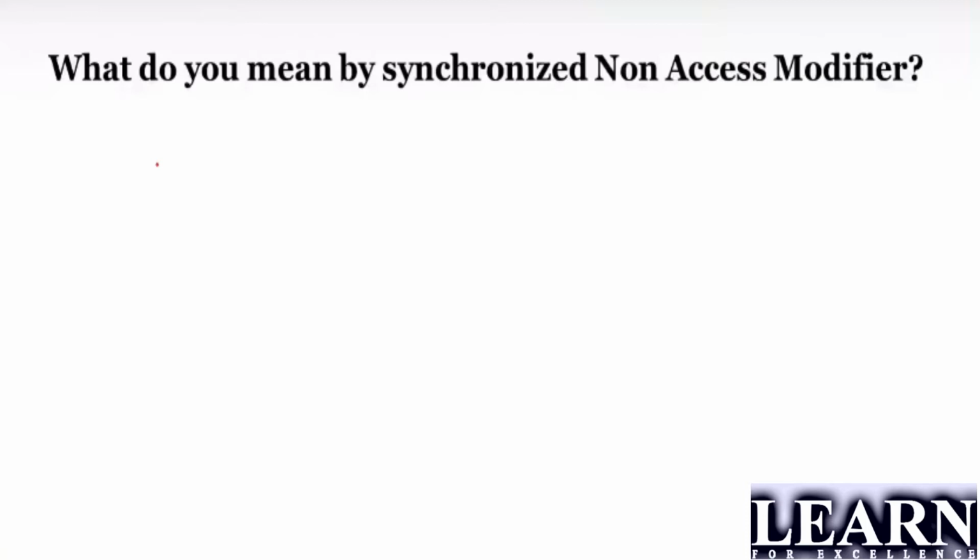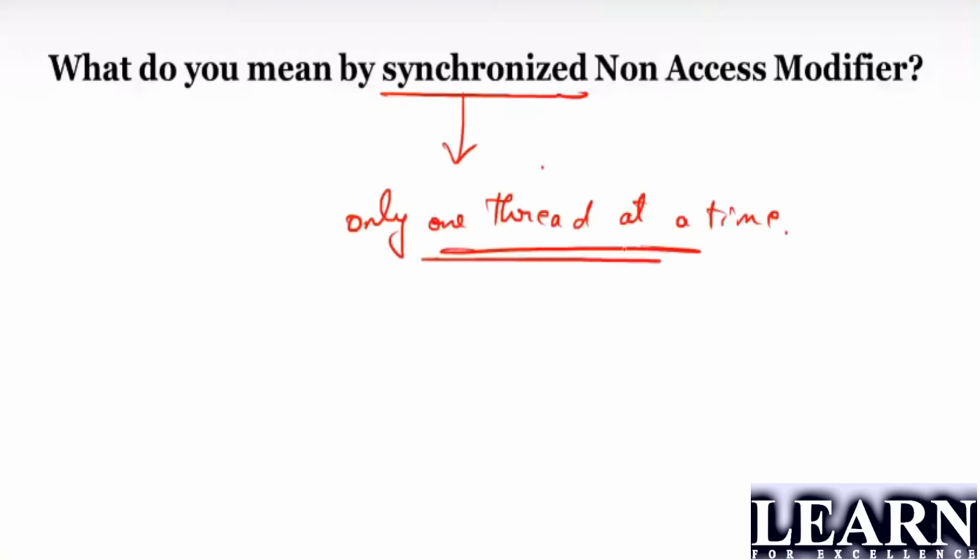What do you mean by the synchronized non-access modifier? Other than access modifiers, Java also provides modifiers for functionality. Now, why is synchronized used? Only one thread can access it at a time. Not more than one thread can be used if you give it as a synchronized non-access modifier. It cannot do multitasking. You cannot use this particular variable for different threads at once. If the work is done by one thread, then it can be accessed by the other.